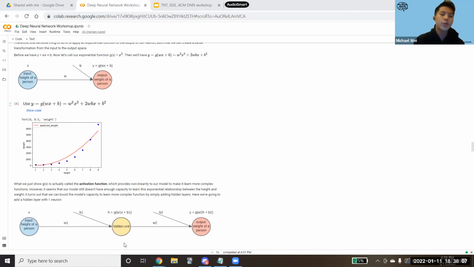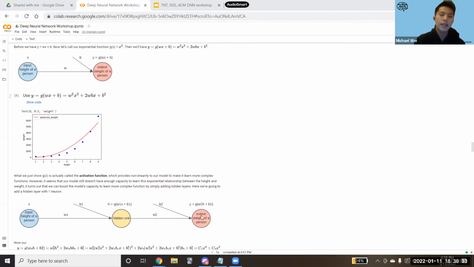So here we introduce a hidden layer with one hidden unit. Again, we have the height of a person. We're going to pass it through the activation function, in this case g of x equal to x squared, and we get the output h of the activation function. Then we're going to feed h to w2, add our bias term, and pass everything through another activation function. And that will be the weight of our person.